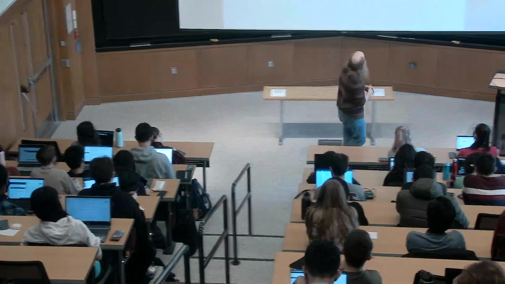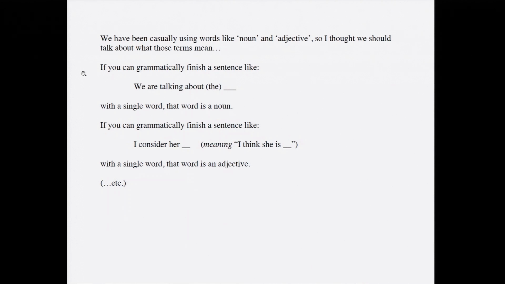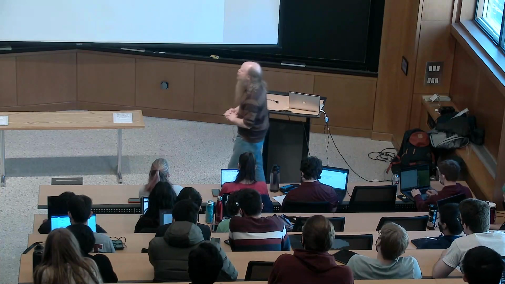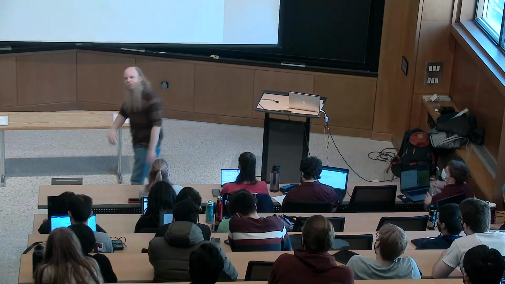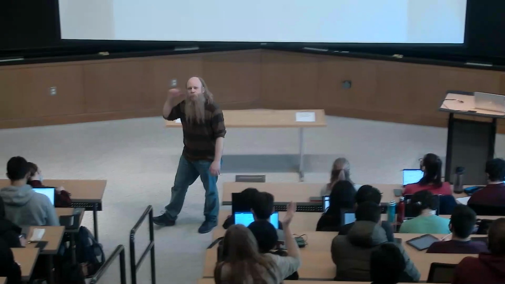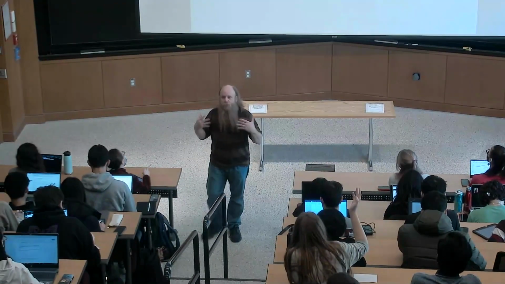And I have this bit about that it has to mean I think she is blank because you can say things like I consider her often. That means I think about her often. Often is not an adjective, because if I say I consider her often, I don't mean I think that she is often. That's not what that means. So often is not an adjective, it's an adverb, actually. We'll talk about that. I'm not going to make you go through this for all the parts of speech, but this is an interesting exercise.